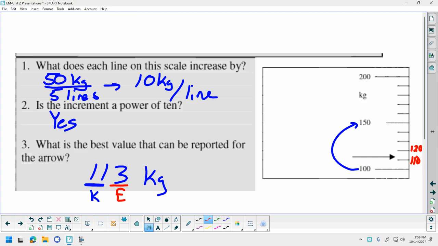Now, could we say 112? Yes. Could we say 114? Yes. Those would all be good estimates. But this gives me, again, the most precise measurement for what's being indicated here on this scale.